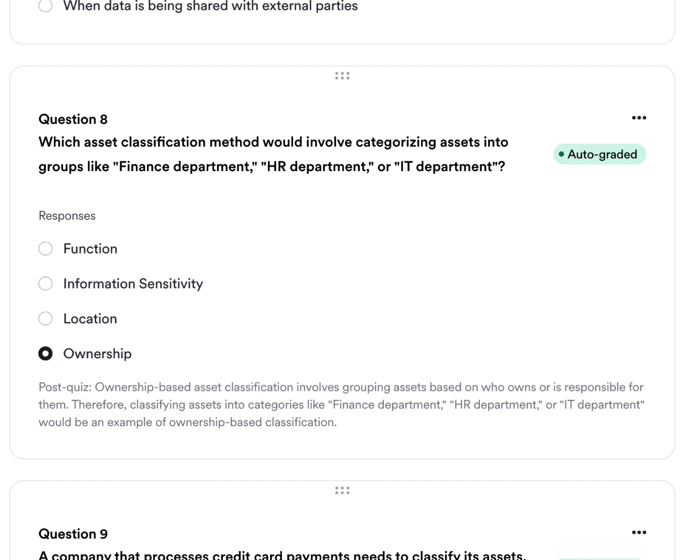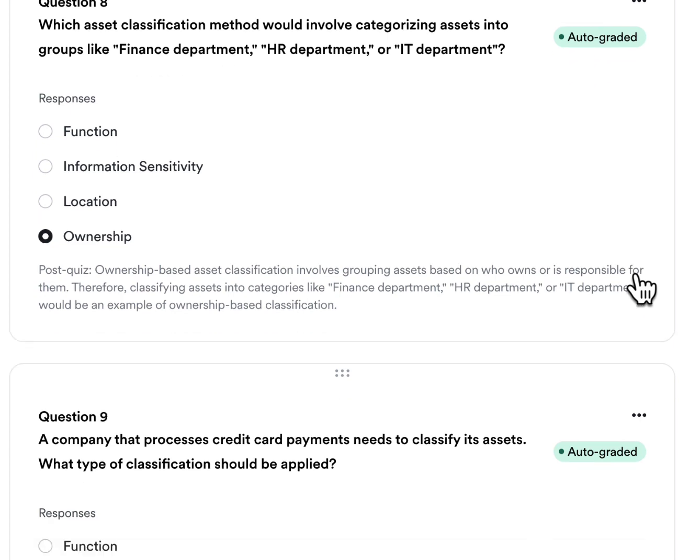Ownership-based asset classification involves grouping assets based on who owns them or is responsible for them. Ideally, if you can get them down to the individual owner, that would be great, but that gets to be problematic. So yes, it's based on ownership.